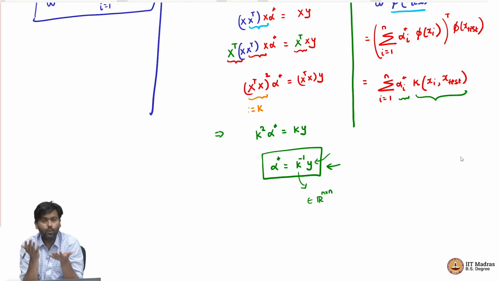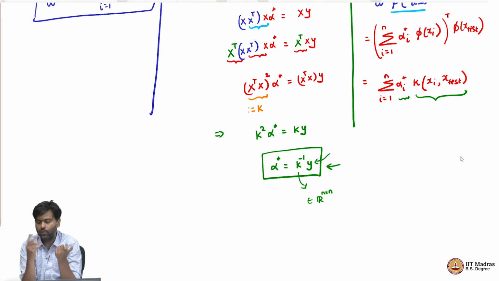So basically then how would you do non-linear regression? The algorithm is very simple. You are given a bunch of data points, you are given a kernel function. Now evaluate the kernel function on all these data points to get the matrix K, an n cross n matrix. Now compute alpha star as K inverse y.